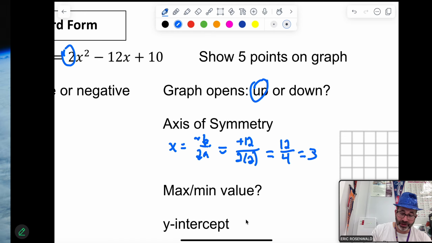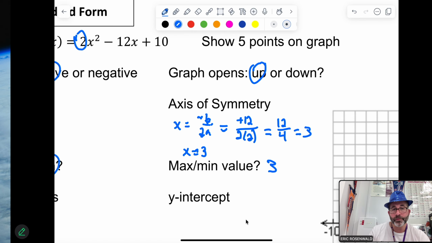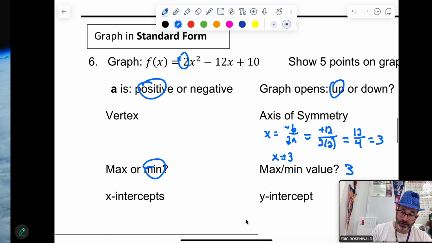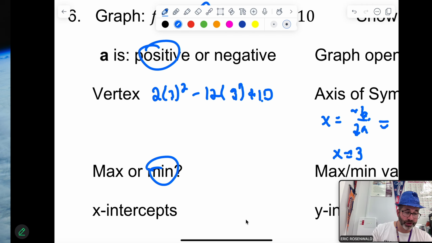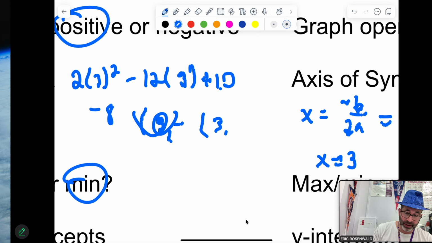So my axis of symmetry is x equals 3, which just happens to be the x value for my minimum. Okay? All right, for my vertex, we're going to plug that 3 back in. So we're going to have 2 times 3 squared minus 12 times 3 plus 10. Throw this in our calculator, we get negative 8. So my vertex is going to be at (3, -8). Sorry, my stylus is going bad right now.